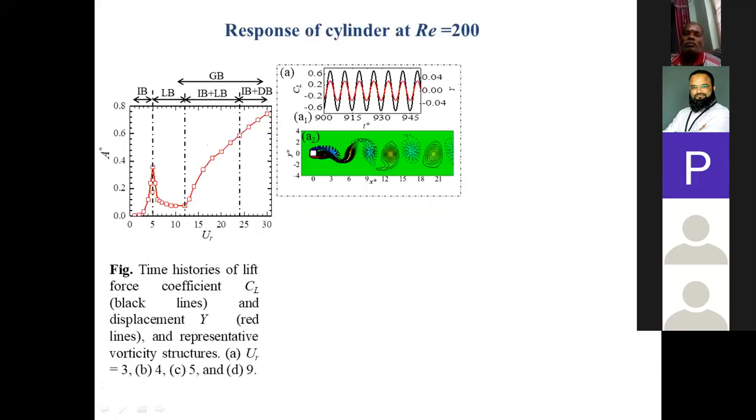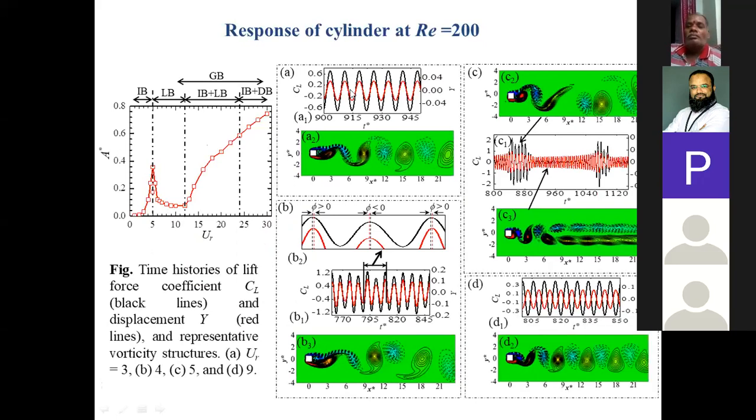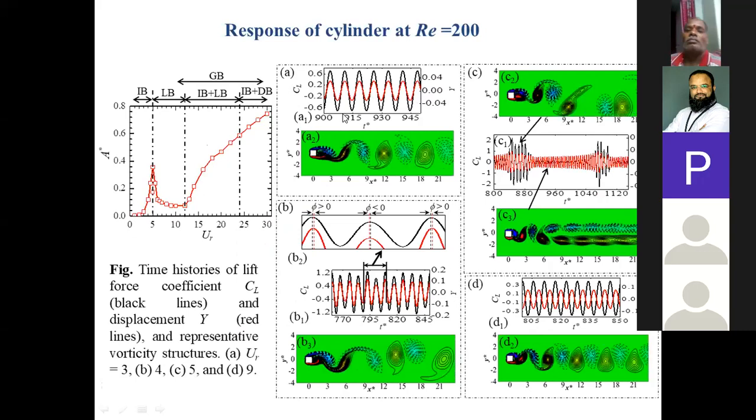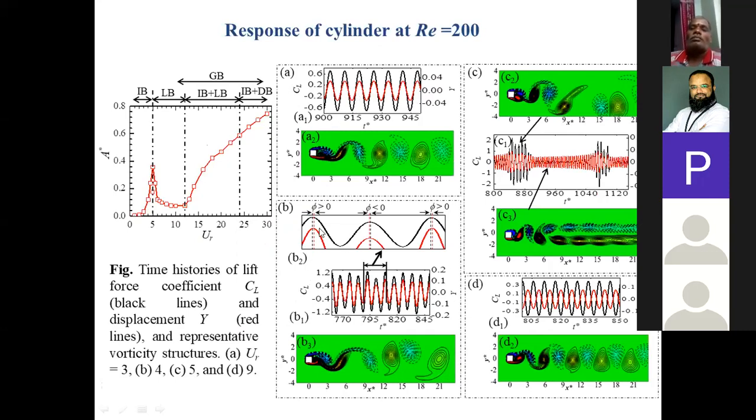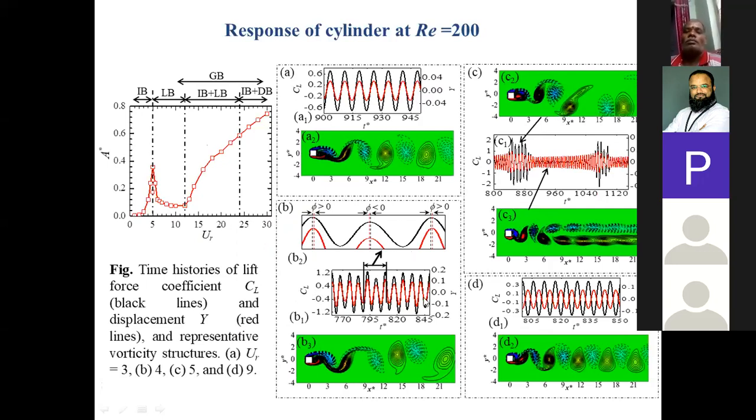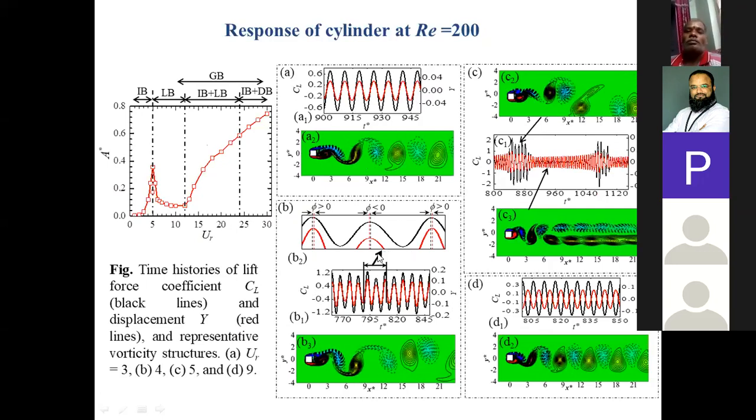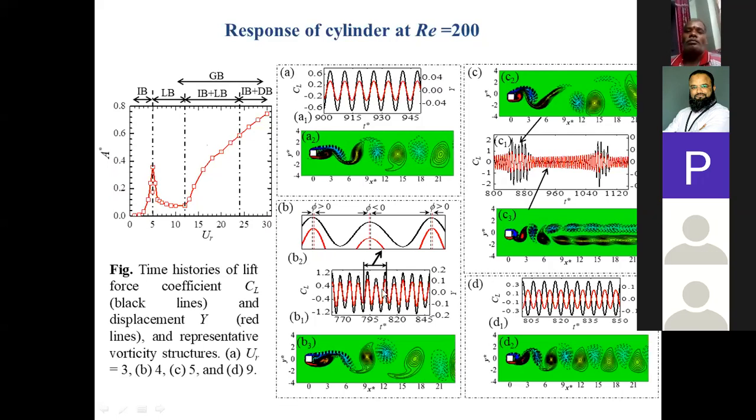This is one example of how the flow is evolving by changing the reduced velocity at this Reynolds number 200. You can see here the lift and amplitude signals. When the reduced velocity is 3, when the initial branch has just started, both the signals are in phase. But as we increase the reduced velocity, sometimes the lift is lagging, or sometimes the amplitude, this Y, is lagging. Because of that, you can see the amplitude is not fixed in these signals.